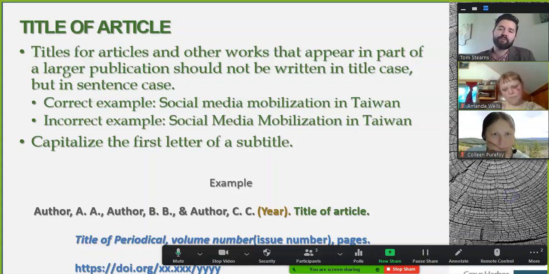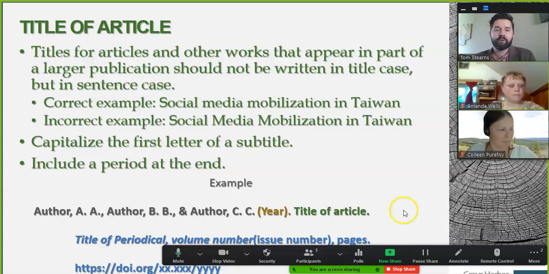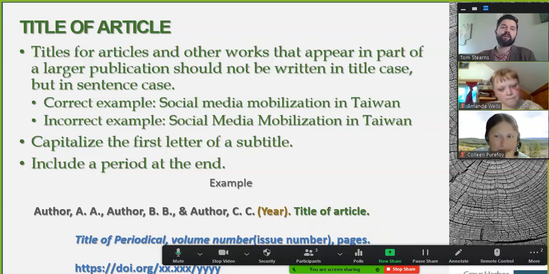You should also capitalize the first letter of a subtitle. If there's a two-part title, that first letter will always be capitalized. And notice you should include a period at the end. Even though the article is part of the periodical, sometimes students want to put a comma there to show that they're connected, but you don't want to do that. You want to put a period so the reader has a very clear indication: this is the end of the title of the article, and now we're moving on to the title of the periodical.